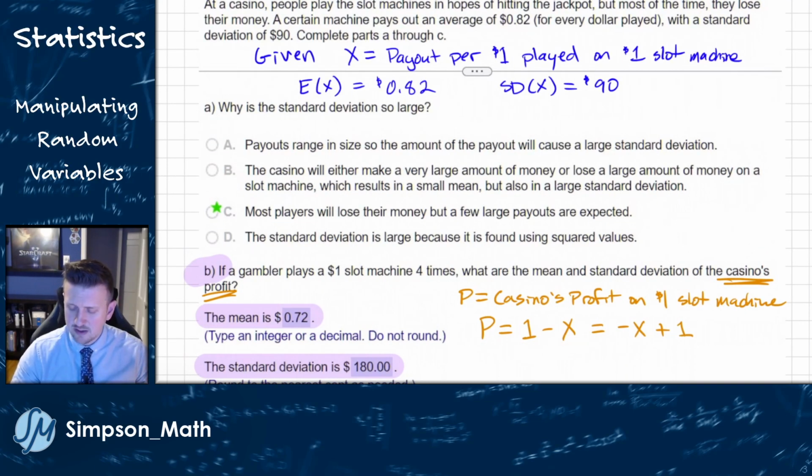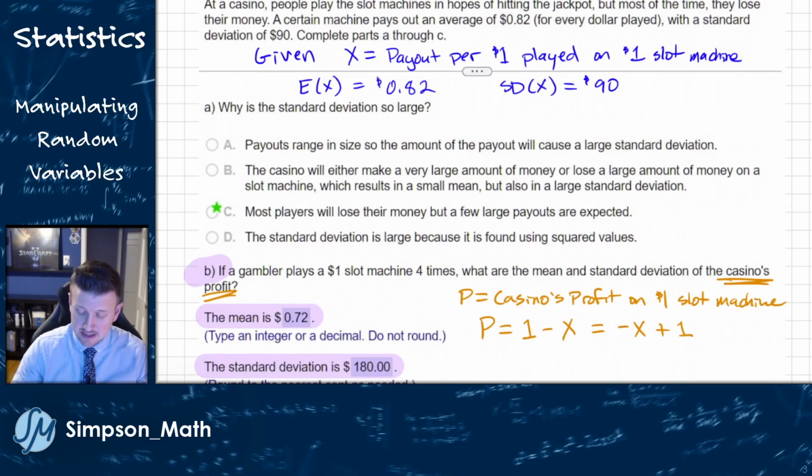Well, if for some reason the player got lucky and it spit out $10, the player paid $1, the machine spit out $10. Well, the casino just lost $9. So in this case, the casino lost 9. All right, that makes sense. So I can do that. So this is going to be 1 minus the payout is going to equal the casino's profit. I'm going to rearrange this so that I'm not dealing with subtraction because that hurts my brain a little bit sometimes. I'm going to think of this as -1 times my x plus 1.